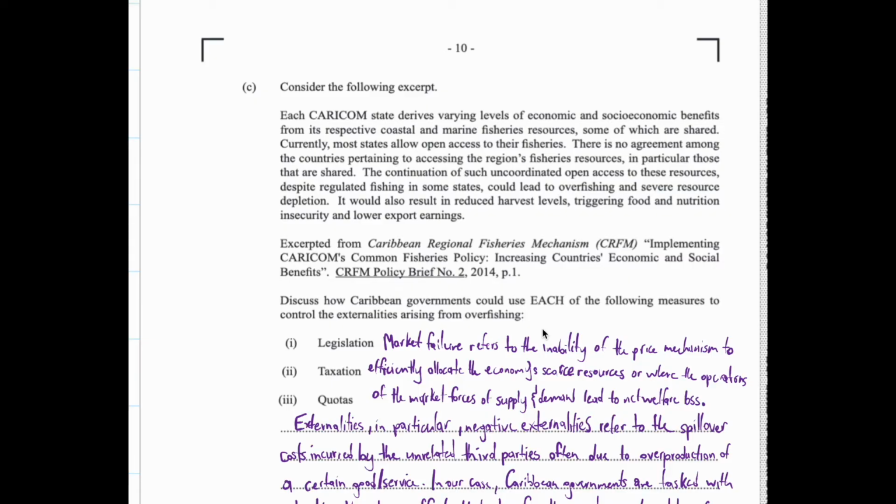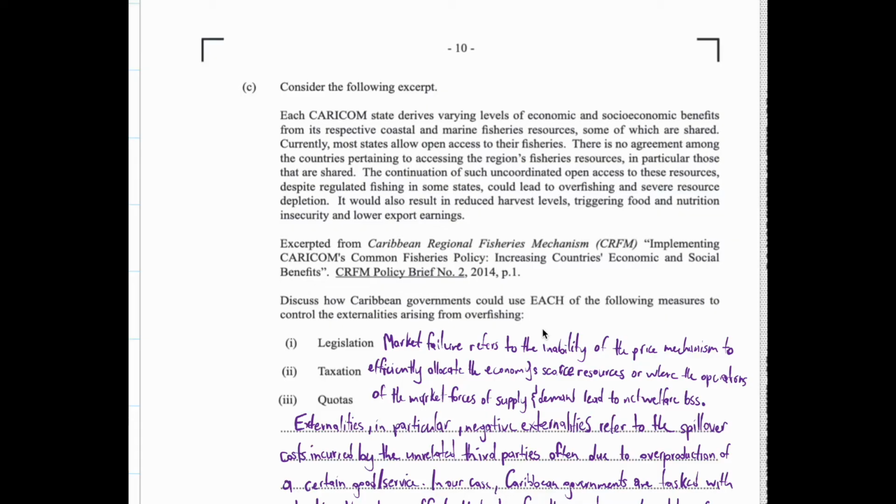So right here we talk about, then we jump into the externalities. So externalities is also a cause of market failure. So, externalities in particular, negative externalities, refer to the spillover cost incurred by the unrelated third parties, often due to the overproduction of a certain good or service.